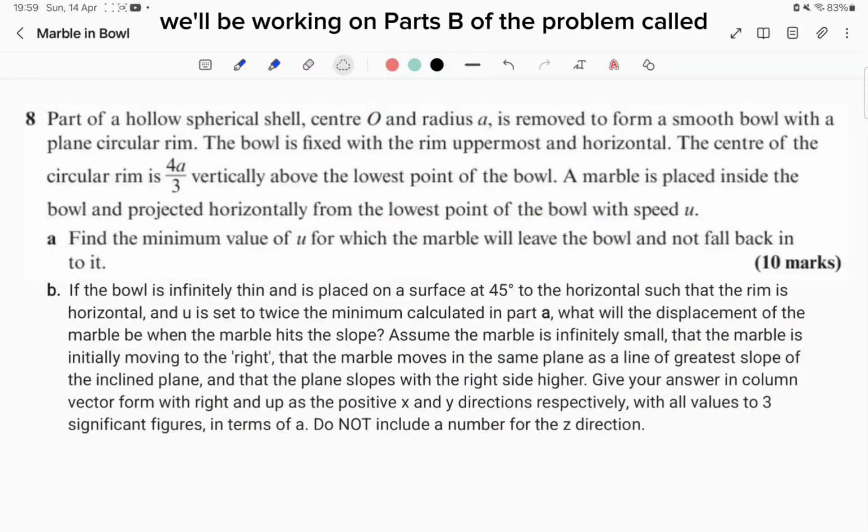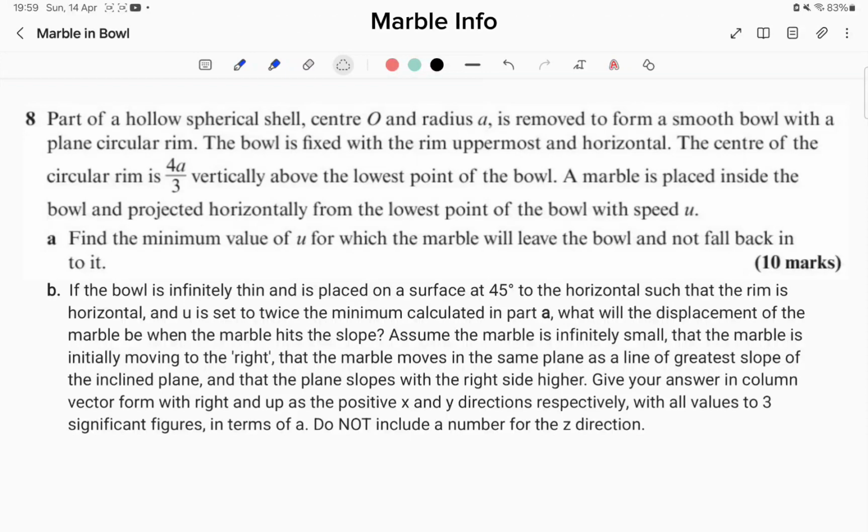Today we'll be working on part B of the problem called Marble in Bowl. Let's get started. Question 8, part B.